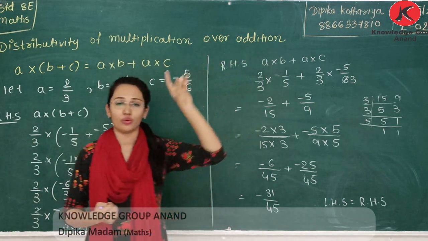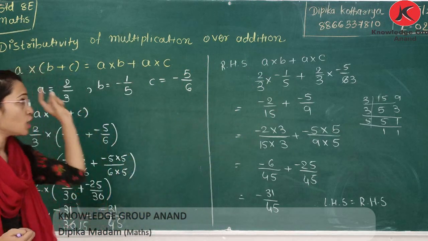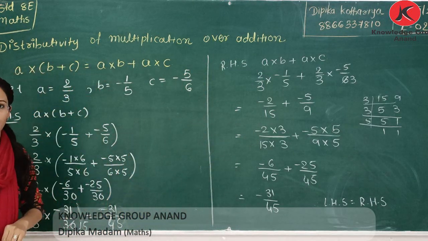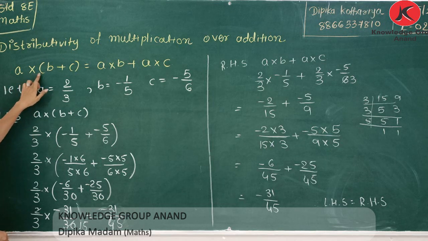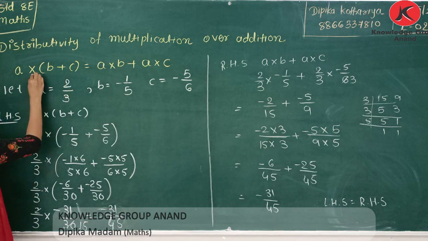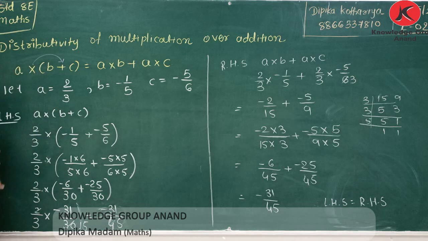Okay, next topic is distributivity of multiplication over addition. Here we will check only one condition, that is multiplication over addition. Distributive property we can write like this: a multiply into bracket b plus c, multiplication over addition.